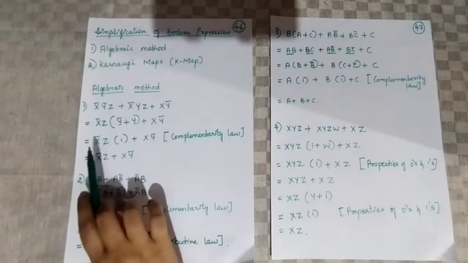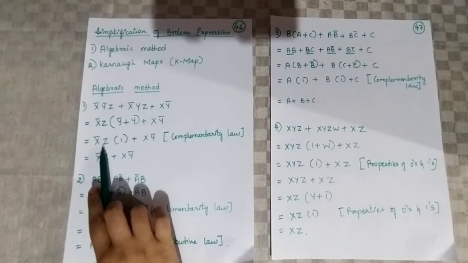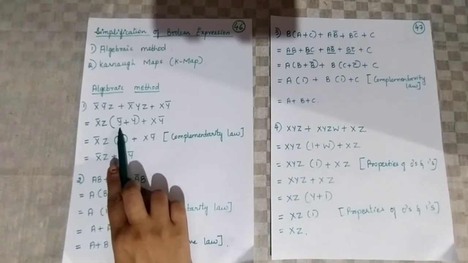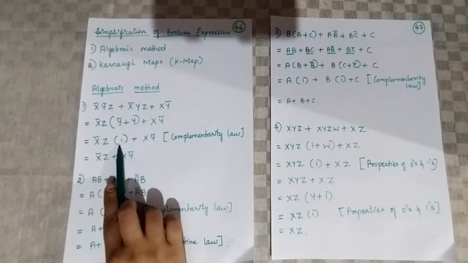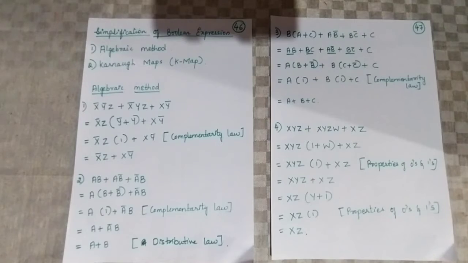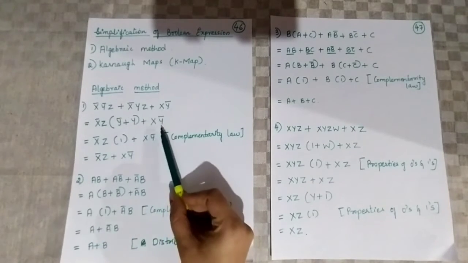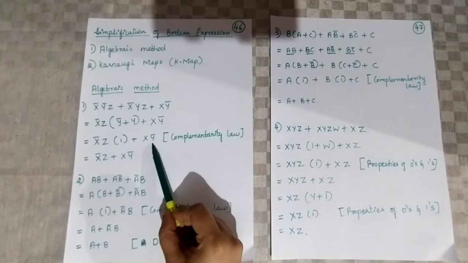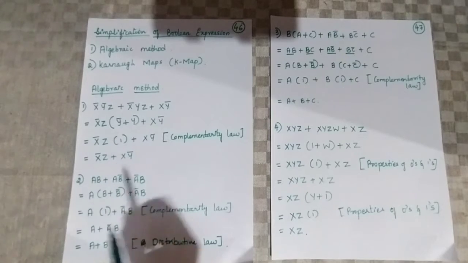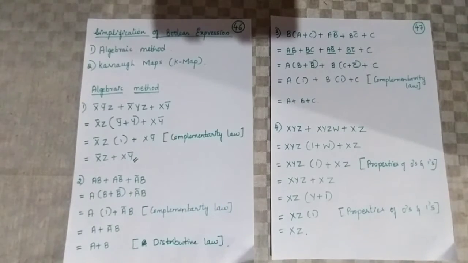So after taking the common terms, moving to the next step. X complement Z remains as it is. Then Y complement plus Y results in 1, by the complementarity law, which says X plus X complement results in 1. Then plus XY complement. So moving to the last step, X complement Z plus XY complement. So this is the final simplified expression. Here we have used the Boolean theorem, the complementarity law, to simplify the expression.